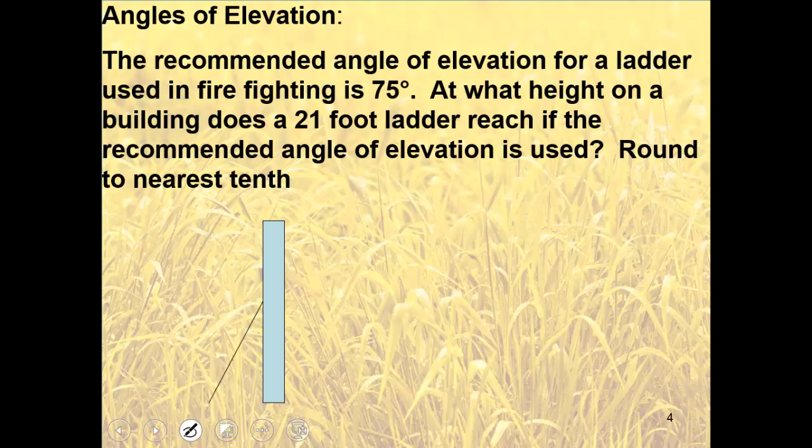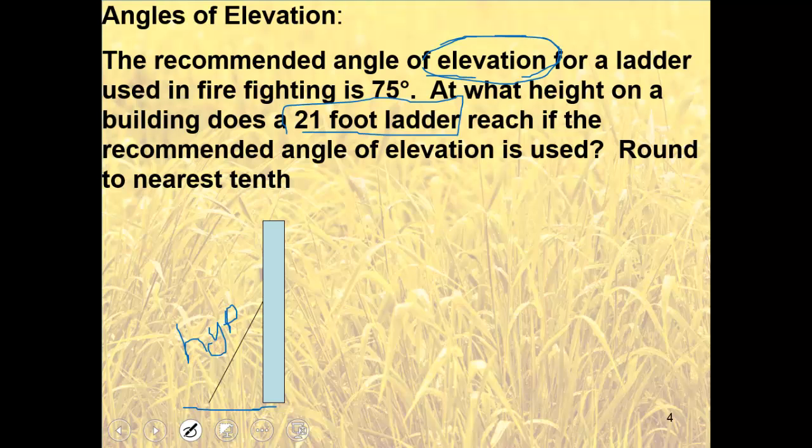The recommended angle of elevation. So that's a keyword, angle of elevation. We're going to be looking up. So we're looking from the ground to something above us is 75 degrees. At what height on a building does a 21-foot ladder reach? Okay, 21-foot ladder. So we're going to lay that up against the building. So this is our hypotenuse.